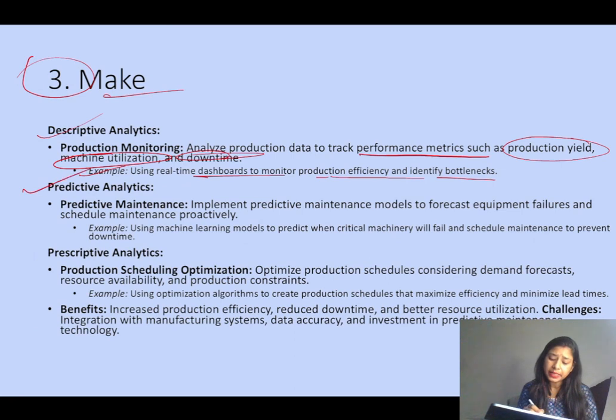Then in predictive analytics, you need predictive maintenance models which can help you forecast equipment failure. What are the chances that if a machine runs 10 times, after 10 runs it needs 2 minutes of idle time? So you can forecast with the help of some historical data. An example is using machine learning models to predict when a critical machine will fail and schedule maintenance to prevent downtime, right?